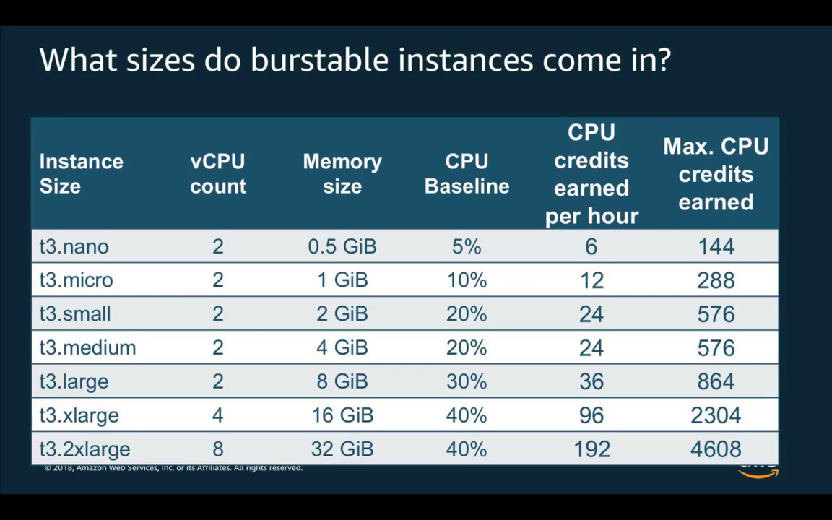Now you can see that for an example size, T3 2xlarge, the instance can earn up to a maximum of 4,600 credits per day, and that's the maximum. If an instance is idle the entire time and it earns the max credits, the instance has accumulated enough credits to burst at 100% CPU across all 8 vCPUs it has for a maximum of about 10 hours continuously without paying any extra credit.